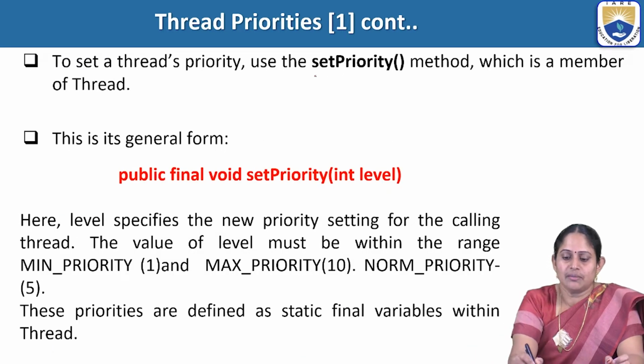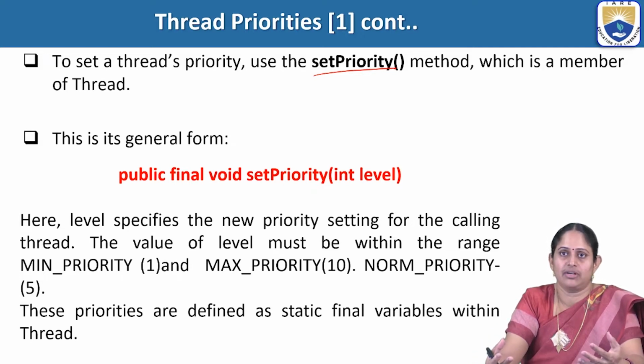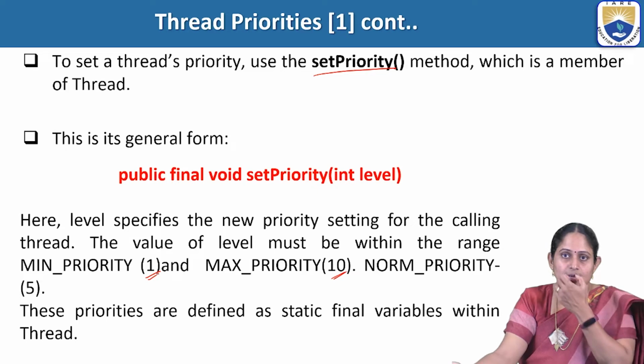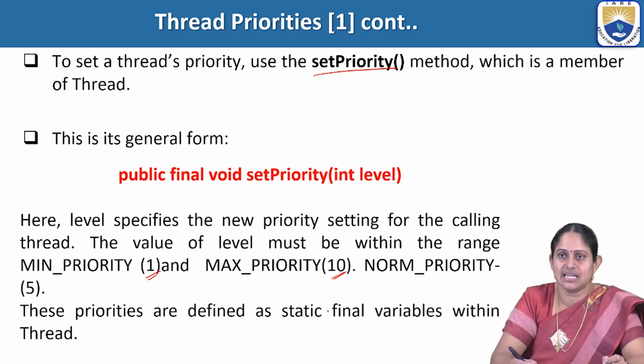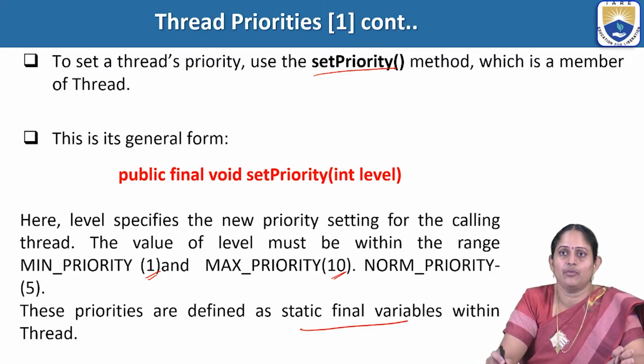We can use the method setPriority to set a thread's priority. We can assign any values ranging from 1 to 10, and these priorities are defined as static and final variables within the Thread class.